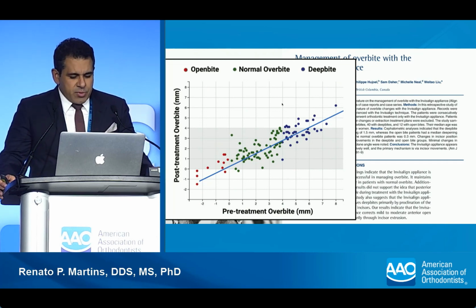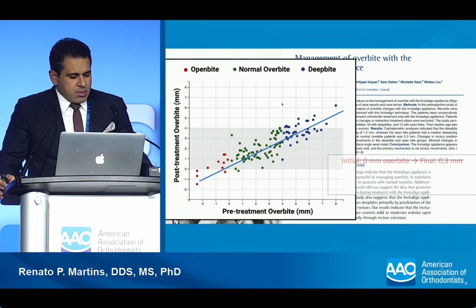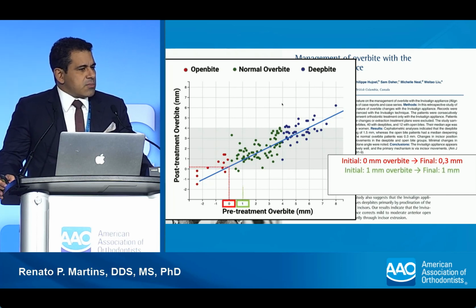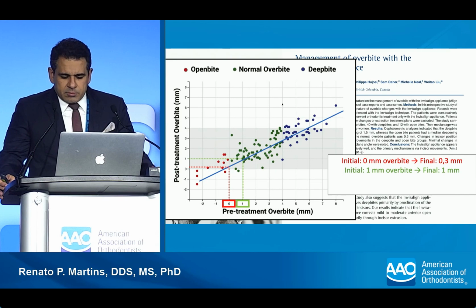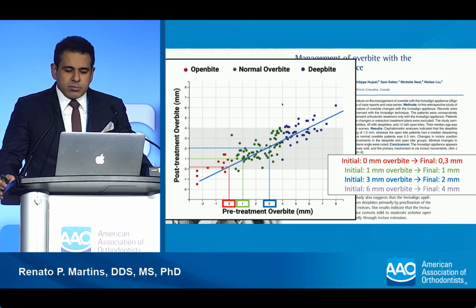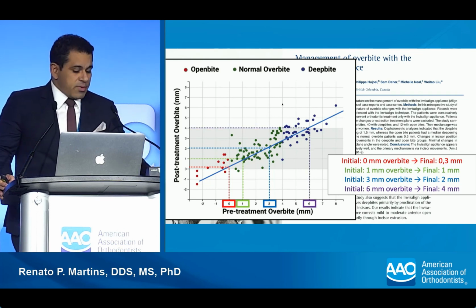The overbite results are dependent on the pre-treatment overbite. So for example, if you have a 0 millimeter overbite initially, your final is going to be 0.3. If you have 1 millimeter overbite initially, final is going to be around 1. If you have initial 3 millimeters overbite, final is going to be 2. If you have initial 6 millimeter overbite, final is going to be 4.